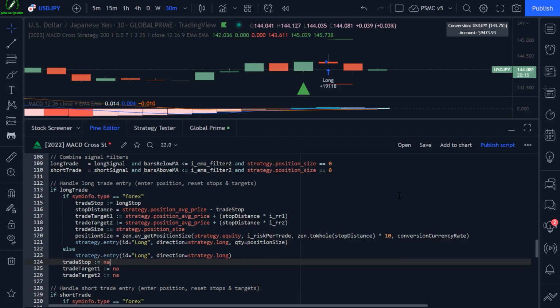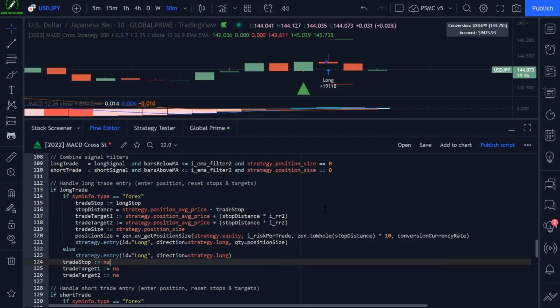But because I wrote the script to be usable on Forex, crypto, stocks, it's a little bit more complicated calculating our stop loss distance because of the fact that our entry price is going to be different to our setup candle's closing price. And we won't know our entry price until the bar that we entered on. And so that complicates things in the strategy tester.